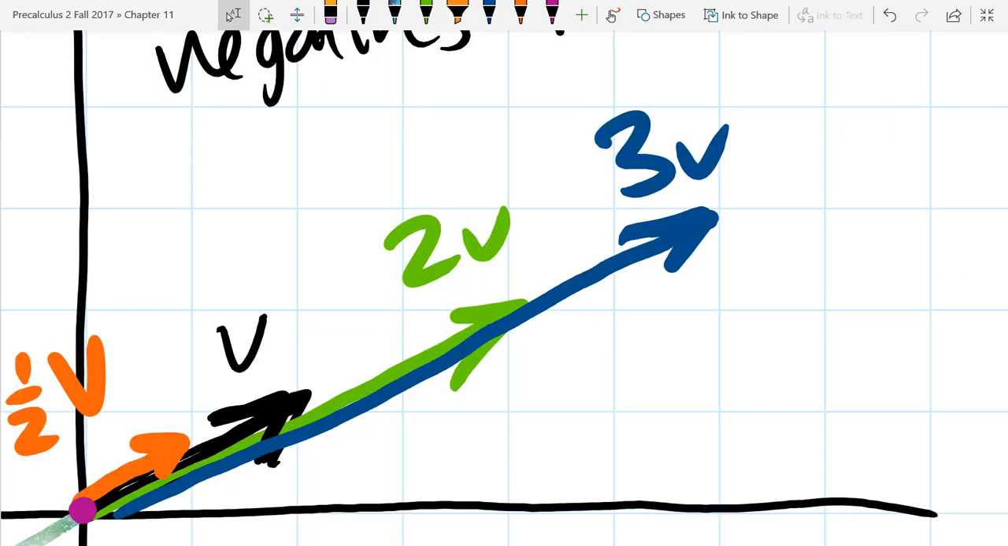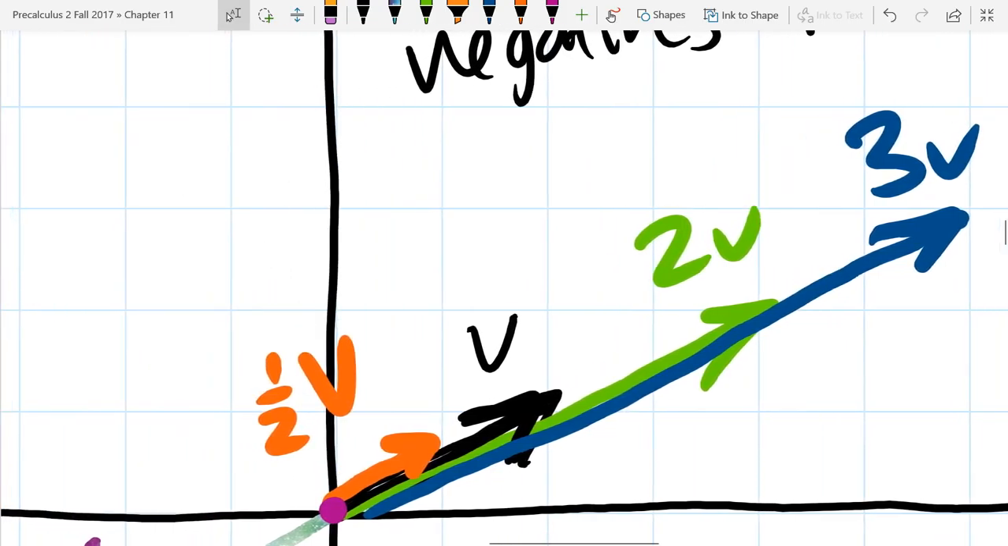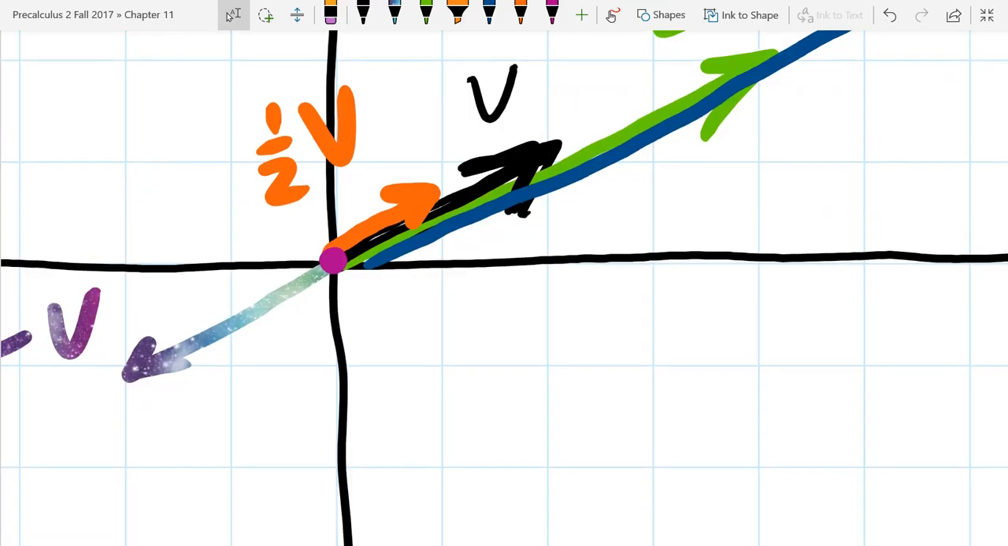So what does that mean about parallel vectors? They are positive multiples of each other. So all parallel vectors will be a positive scalar multiple of the original vector. So that's what it means to be parallel. Anti-parallel means they point the opposite direction. That means it's a negative scalar multiple of the original vector. So that's what it means to be parallel or anti-parallel.